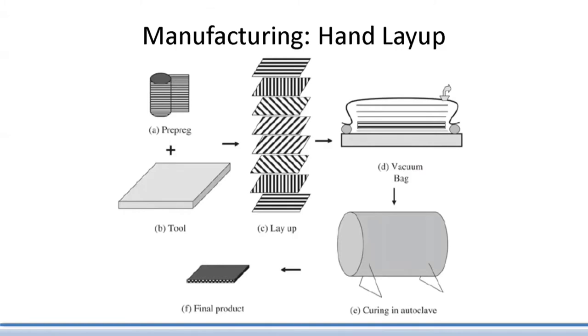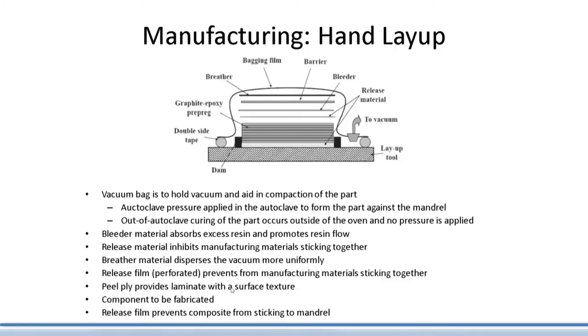We talked about, you know, you have prepreg, you have the tooling, and then you put everything together in a layup, you vacuum bag it, and then you cure it in an autoclave. And then you have your final product, which should be inspected and verified for no manufacturing defects. We also talked about the different components that go into making a composite from bottom to top.